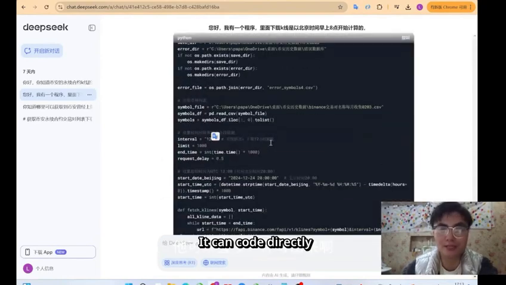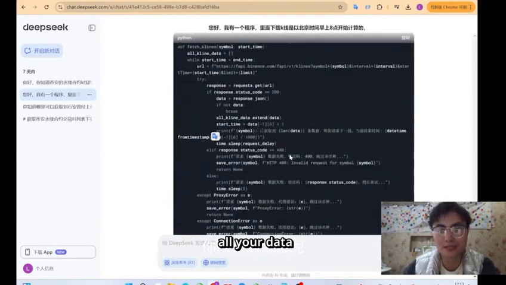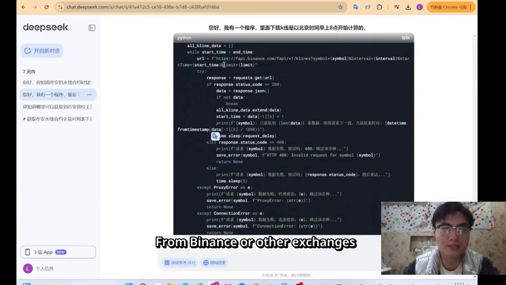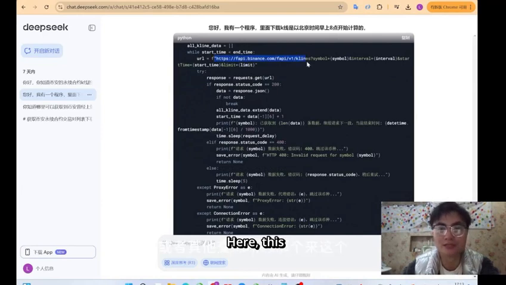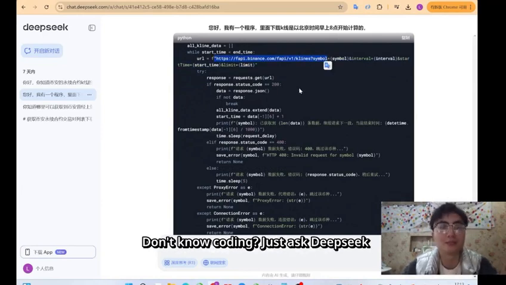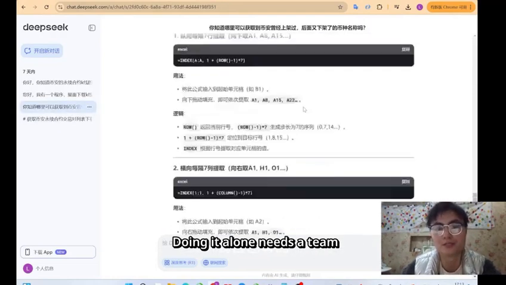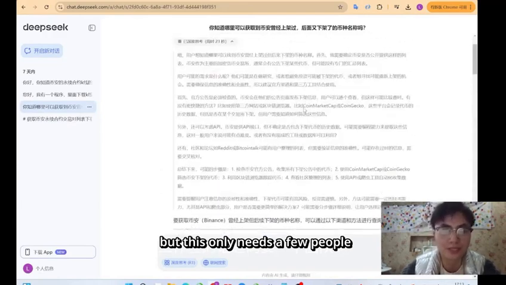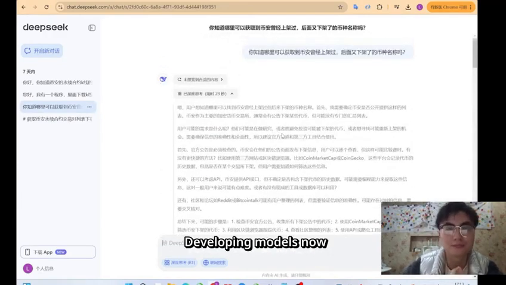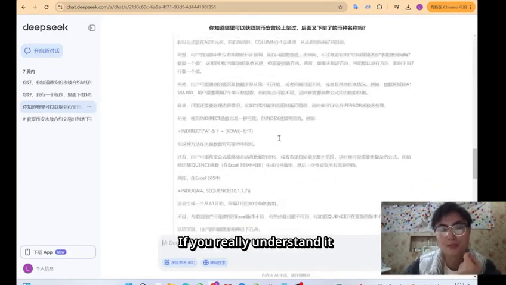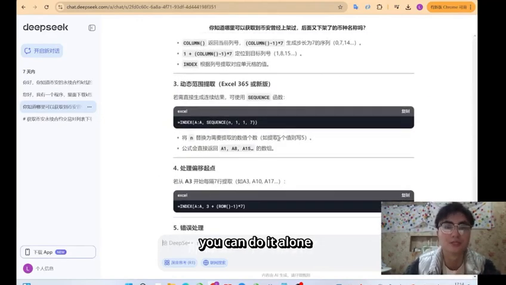It can code directly, and once done, you get all your data from Binance or other exchanges. Here, this is called an API. Don't know coding? Just ask DeepSeek. I use these for all my programs. Doing it alone used to need a team, but now it only needs a few people, two or three can handle it. When developing models now, if you really understand it, you can do it alone.